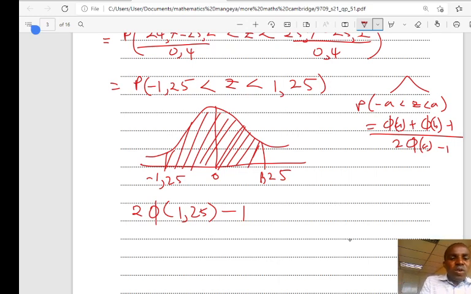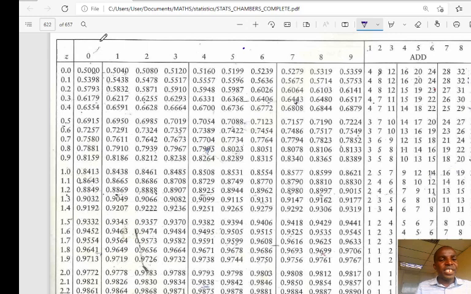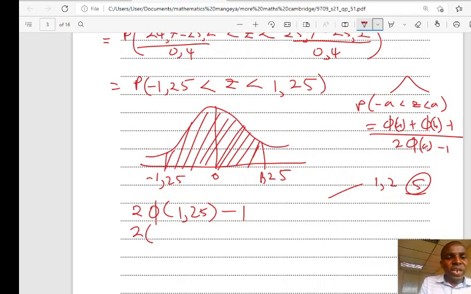Then now it will be 2 phi of A, which is phi of 1.25. You consider your normal distribution table. You find 1.2 under 5. 1.2 is here, under 5, 0, 1, 2, 3, 4, 5. In this value, 0.8944.